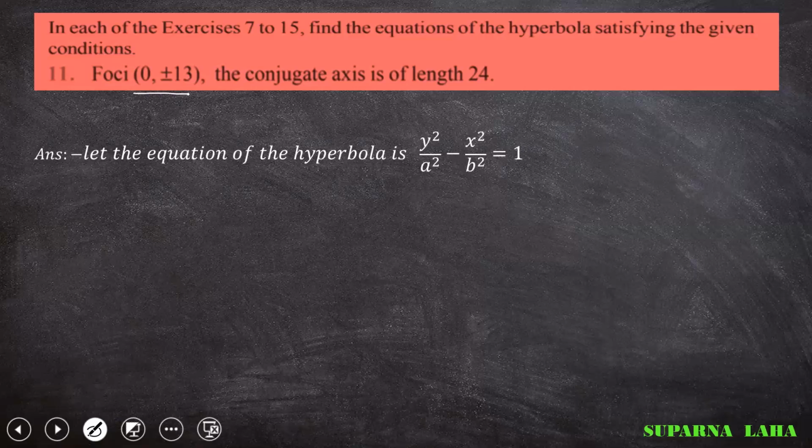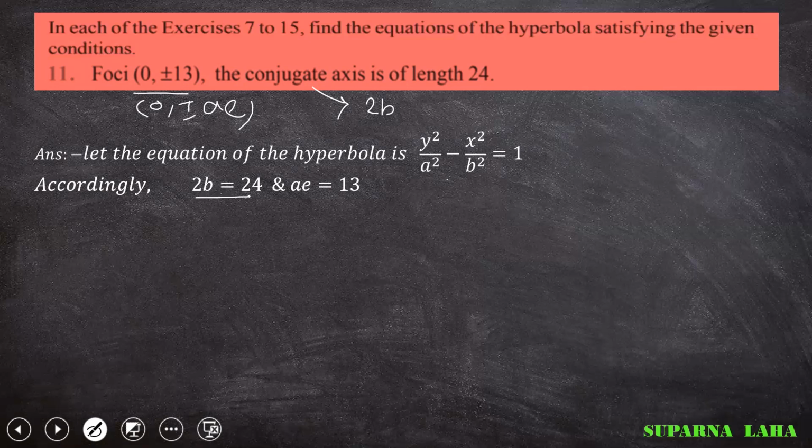Now what is given to you? ae is equal to 13. Since the foci, if we consider this equation, is (0, ±ae), and the length of the conjugate axis is always 2b. So the value of b is given and ae is given. So ae is equal to 13 and 2b is equal to 24. That means from here you can write b is equal to 12.